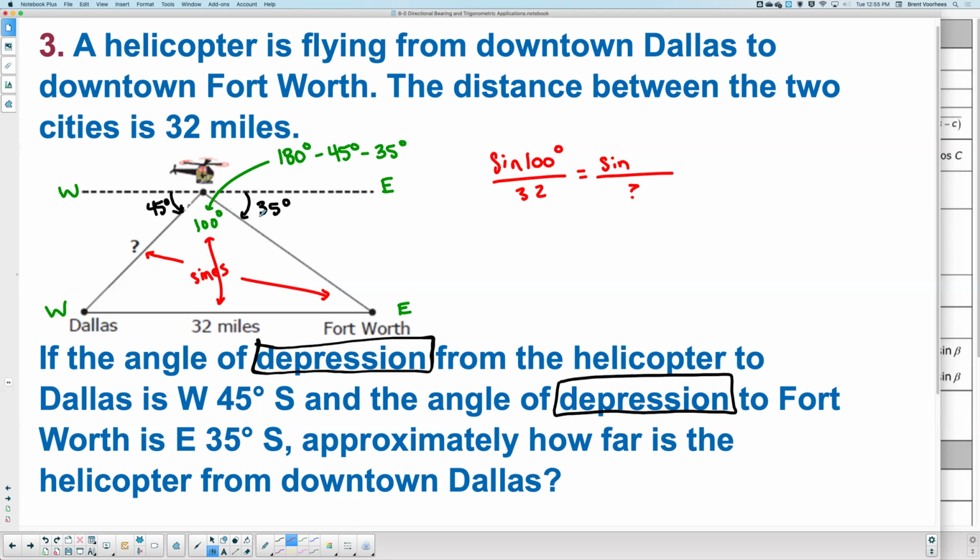So if this is 35 here, if I alternate over here, guess what it is? 35. Just the same, if I come over here, this is still east-west. This is a second transversal. If this is 45, guess what this one would be? That would also be 45 degrees. Okay, so for this one, it'll be sine of 35 degrees over the question mark.